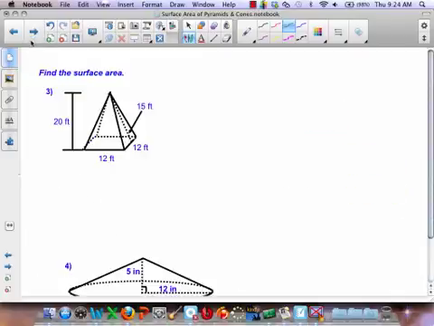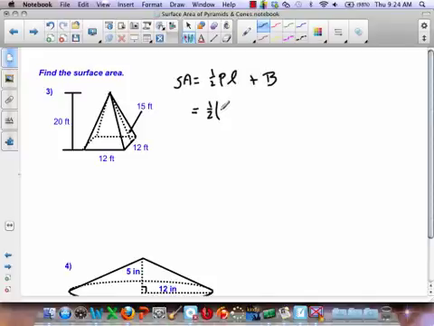All right, now what are we doing? Okay, now we find total surface area. Ladies, if you don't mind. Thank you. All right, so number 3, what shape is that? Pyramid. How do we find the surface area of a pyramid? 1/2 PL plus B.